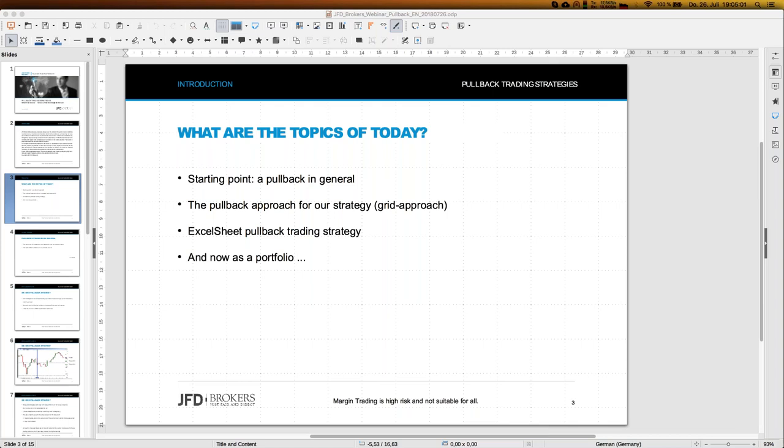Of course, we do it in Excel here once again, although you know that finally when it comes to those strategies, I have one additional step, so-called C programming, to get a little bit more robust and to have that walk forward methodology. But I will show the results for those pullback trading strategies here within the webinar.